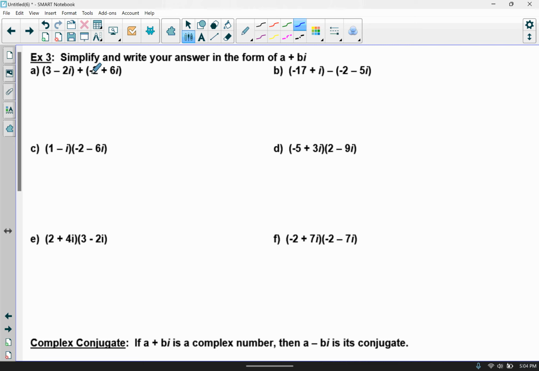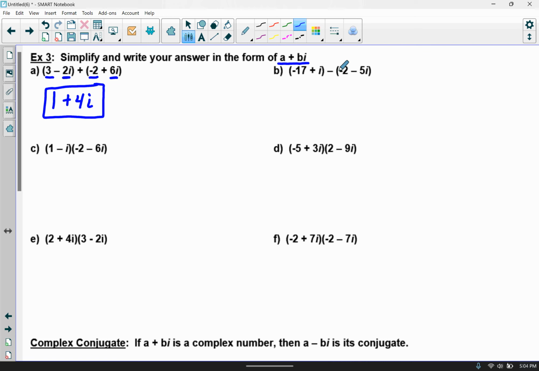So in letter A, I'm adding. So in these, you're just adding like terms. So the number parts go together. So 3 plus negative 2 gets you a 1. Add the i parts, the imaginary parts. So negative 2 plus 6, positive 4i. Final answer. And you are putting your answer in the real part plus the imaginary part, okay?